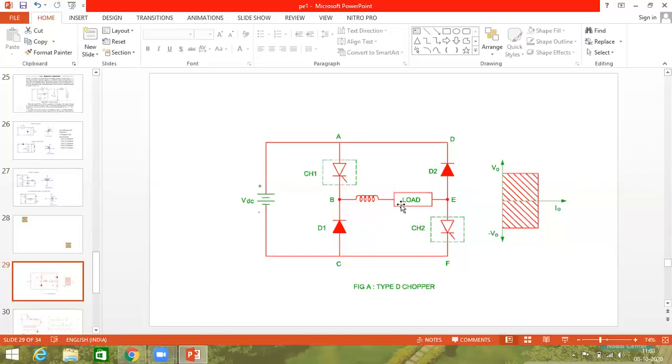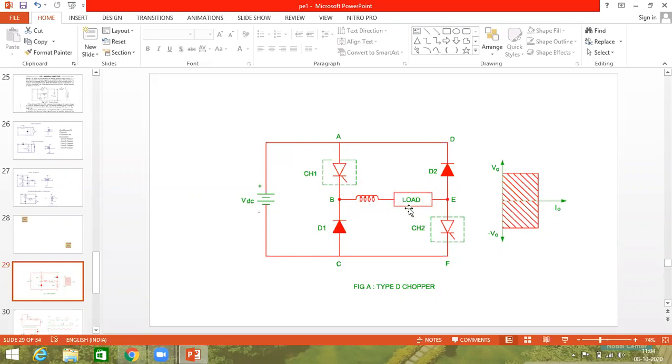When the motor back EMF is greater than the source voltage, the motor acts as a generator and energy is transferred from the motor to the source, or from generator to the source, or from load to the source. So under case 2, both choppers CH1 and CH2 are turned off. The current starts from the load because it is acting as a generator. The direction is from load to D2, D2 to the source, and from source to D1, D1 to inductor, inductor to the load. Is it clear?